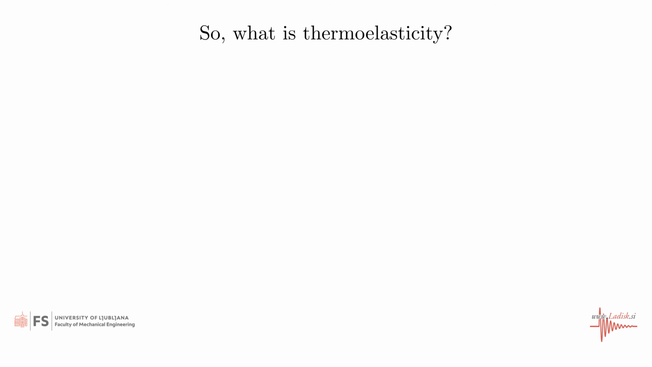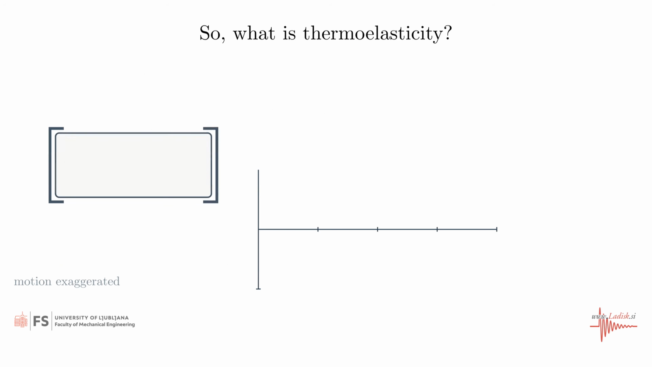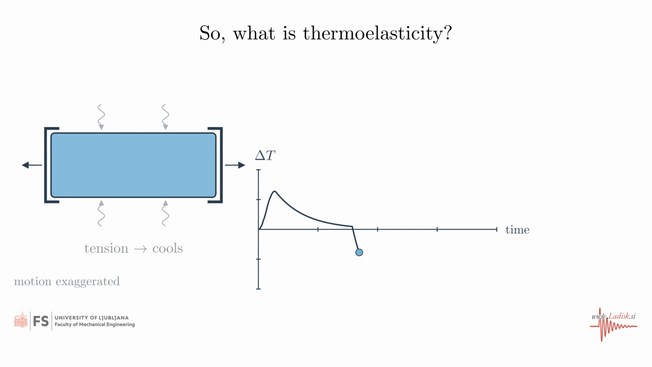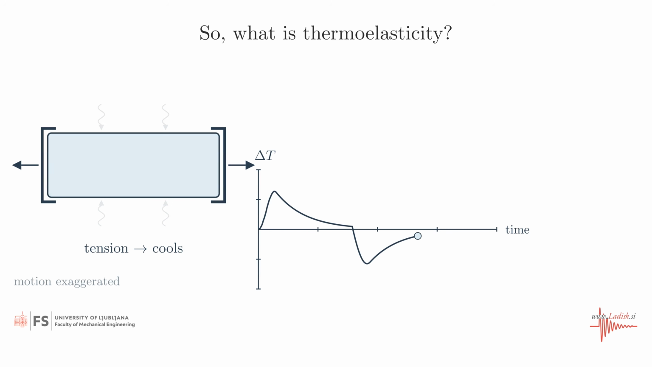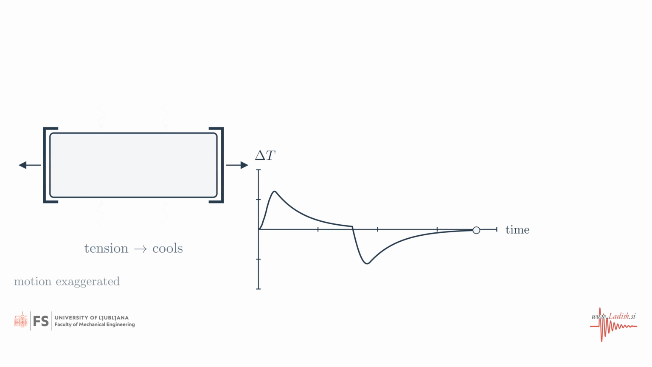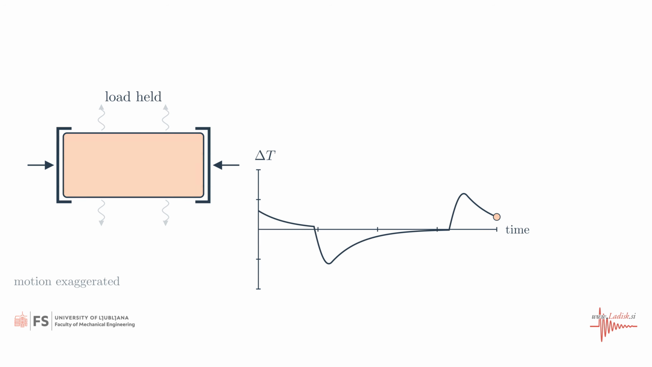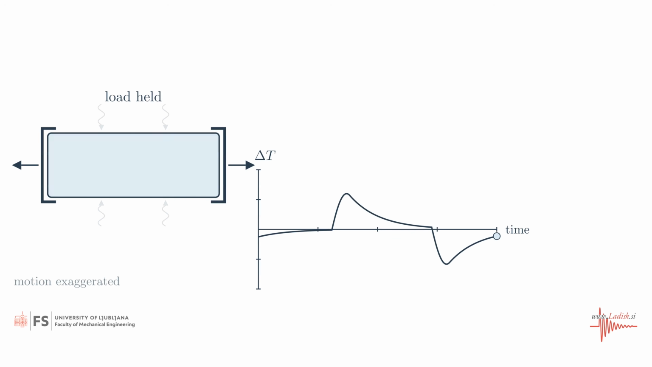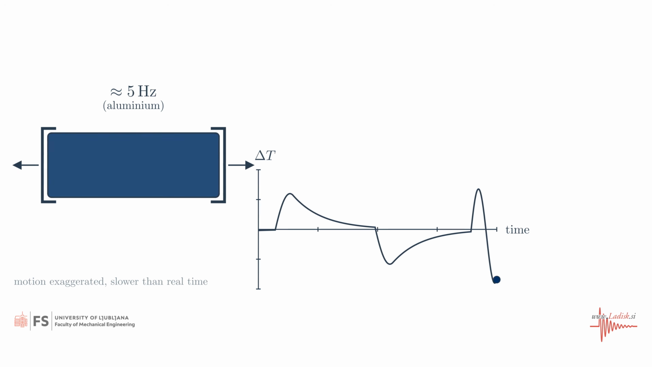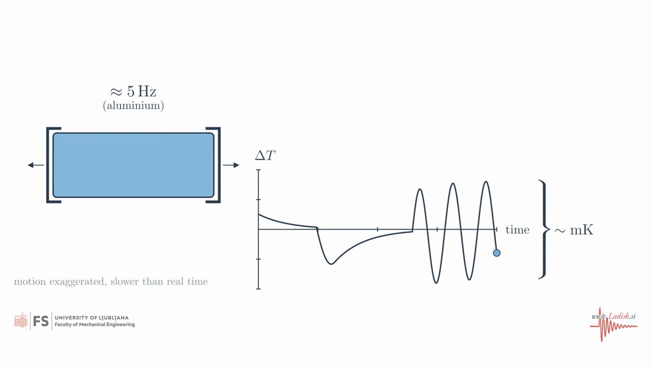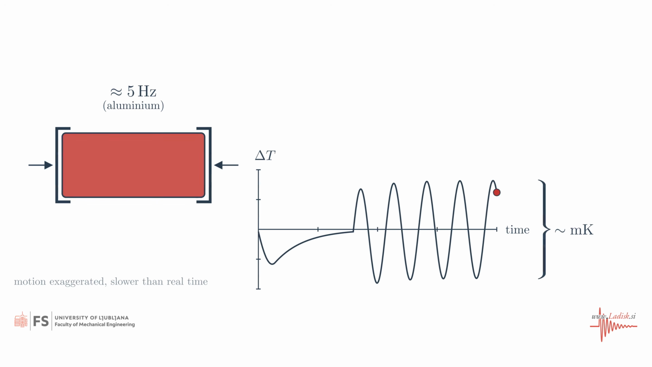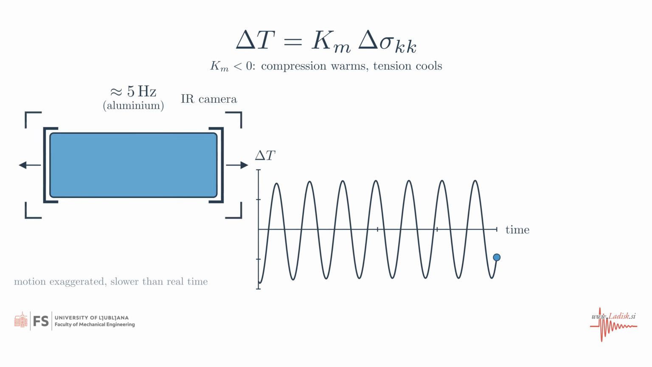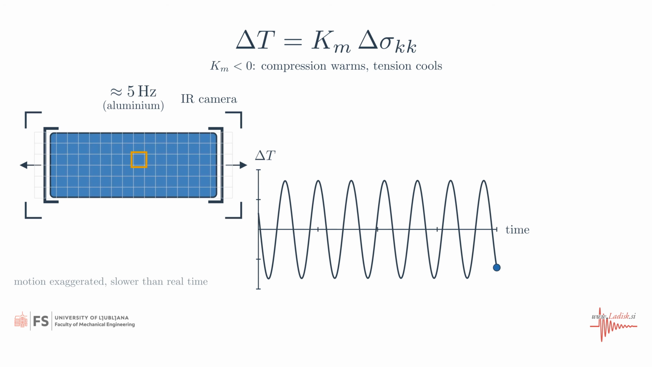So what is thermoelasticity? Squeeze a piece of metal and it warms slightly, stretch it and it cools. The effect is tiny and perfectly reversible. Hold the load still and the warmth leaks away by conduction, so a static picture shows nothing. Cycle faster than about 5 Hz and conduction cannot keep up, so temperature tracks stress as a clean wave. That millikelvin ripple is exactly what an infrared camera can read, pixel by pixel.